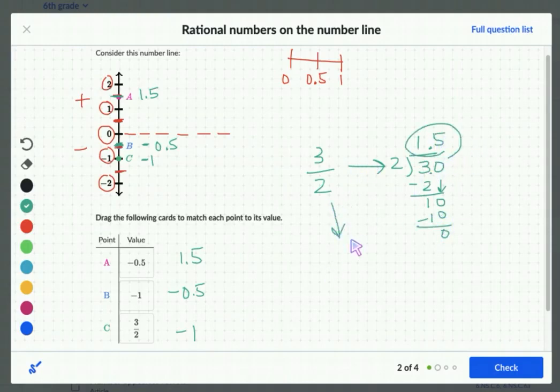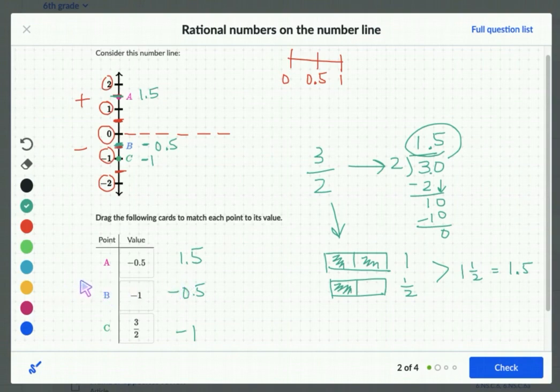You could also change it into 1.5 by changing it from an improper fraction into a mixed number. This is 3 halves. Here's 1 half, here's 2 halves, and here's 3 halves. So this shows us it's 1.5. Okay, different ways that you can show that 3 halves is the same as 1.5.